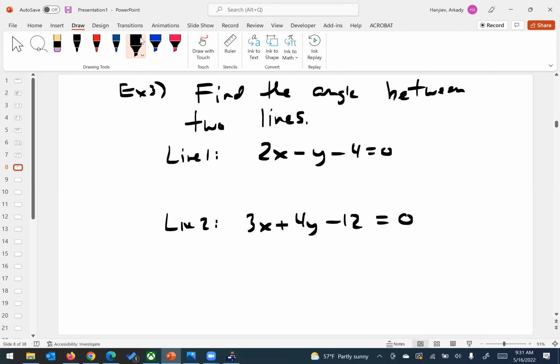All right, let's do this here. Can you guys graph these two lines? Yeah, this is beautiful. This is nice.